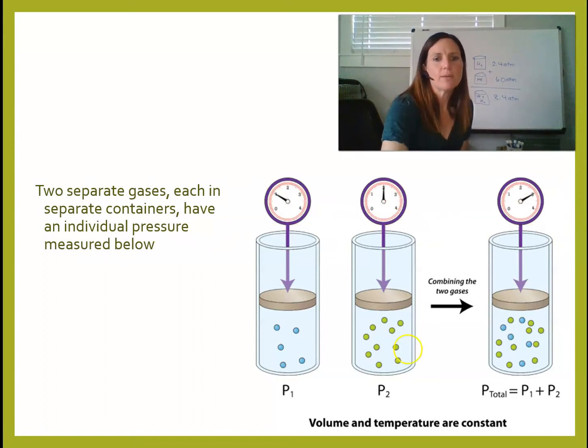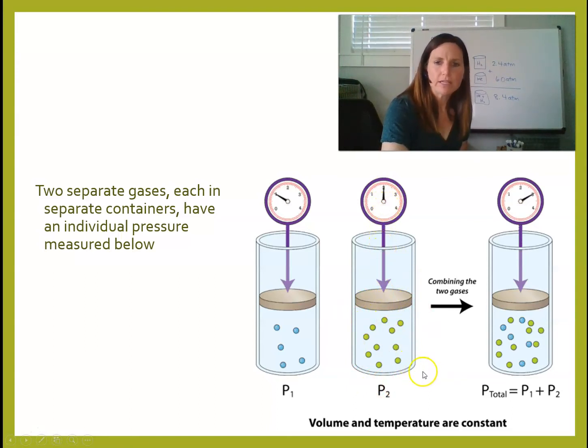So we have two separate gases. We don't even explain which one is which. Gas 1 here has a pressure, and you can read it off the gauge, of 1 atmosphere. And then we have another gas in here, and this gas has a pressure of 2 atmospheres.